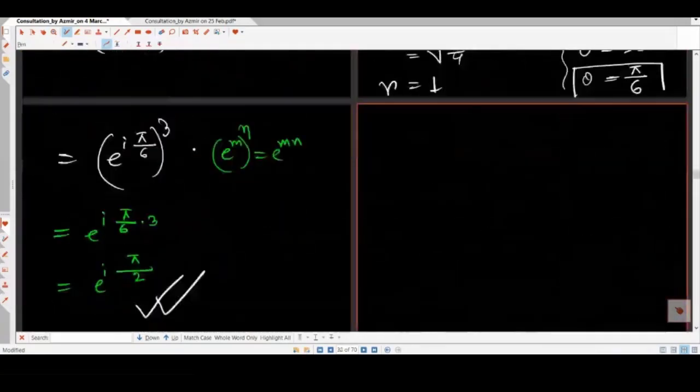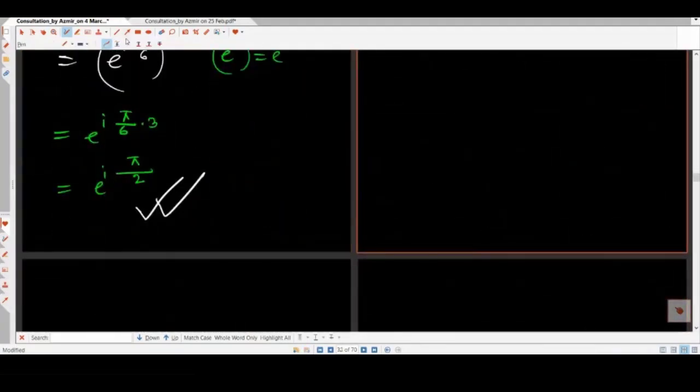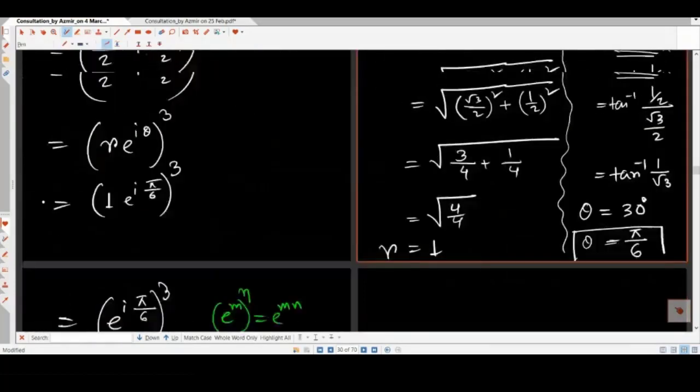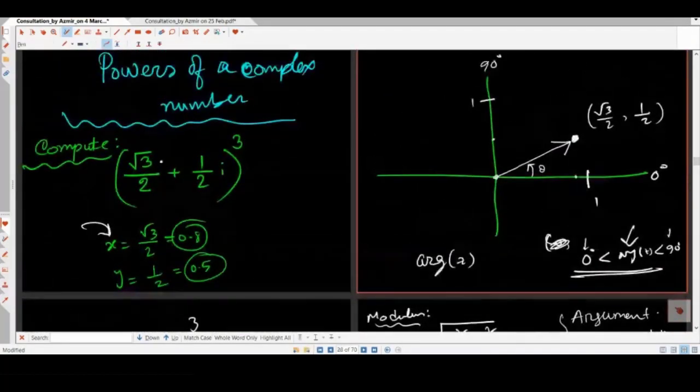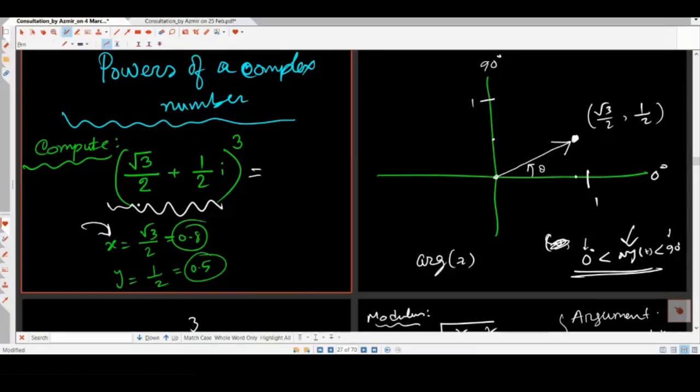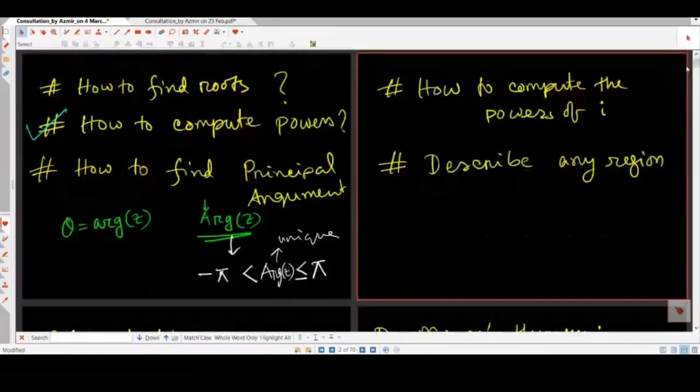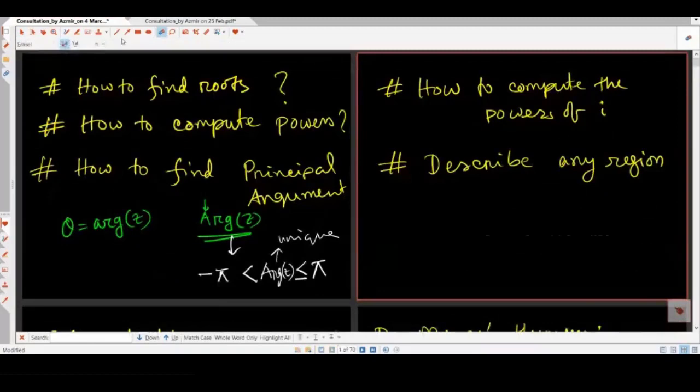But if we target the rectangular form, we can also find the rectangular form if we wish. We will not be getting 3 answers of it. This time we are finding powers. So what is the power of this? That means we are not solving an equation. What will be the expansion of this part? This is our target. So be careful about the powers and roots. The steps are the same. This is the difference between roots and powers. So now we have learned how to compute powers.